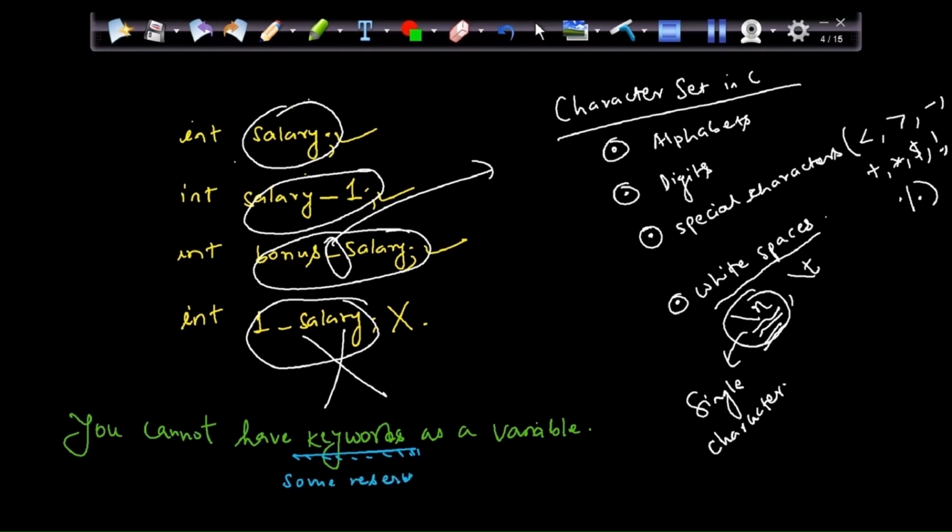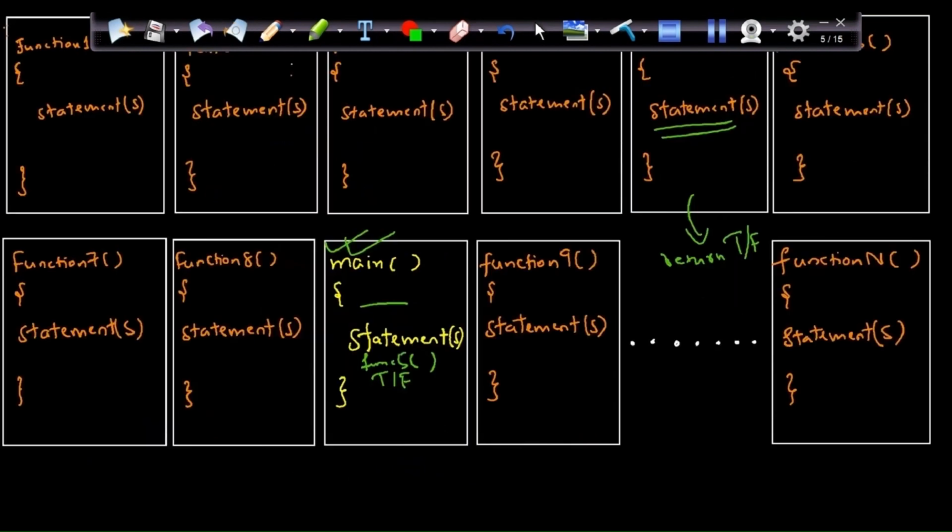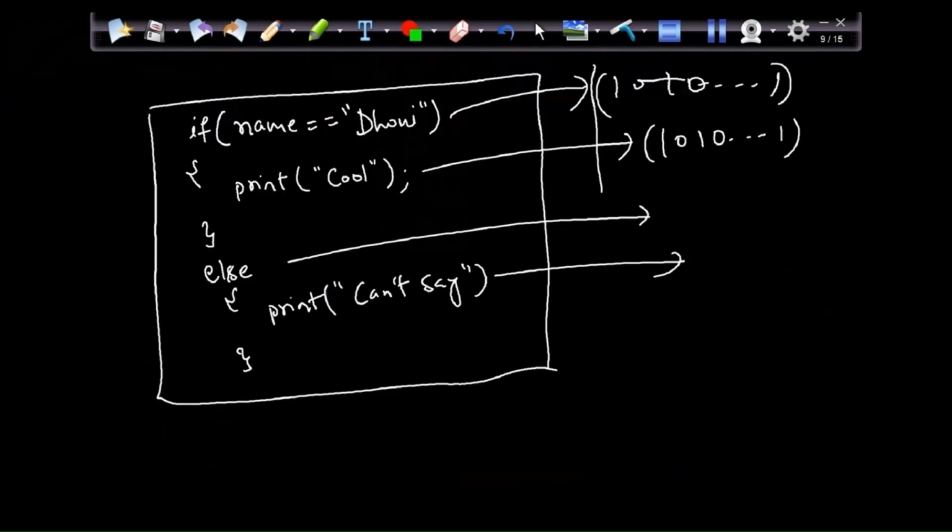Some reserved words. Like in the very introductory video, I have shown you a snippet of this code. In this code, if you look at this if, this is a keyword. So you cannot name any variable as if. This else is a keyword. You cannot name any variable as else.